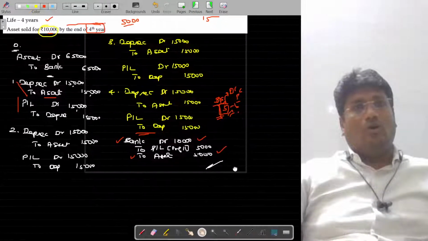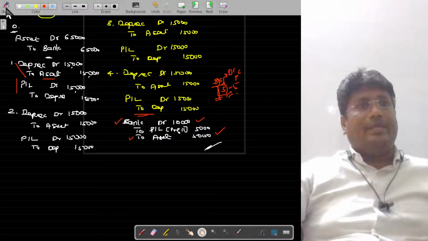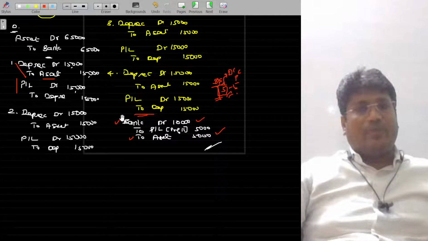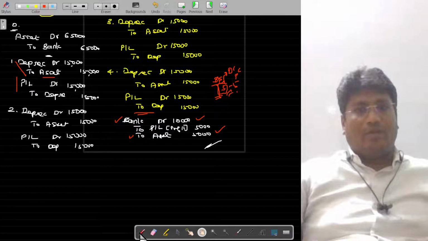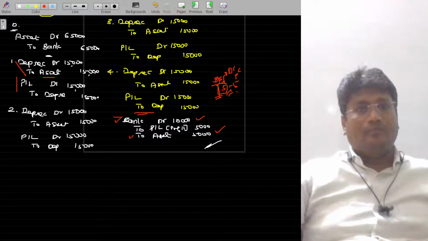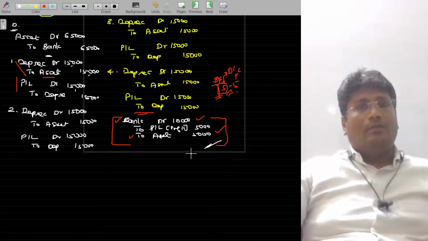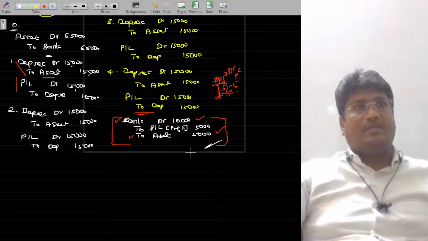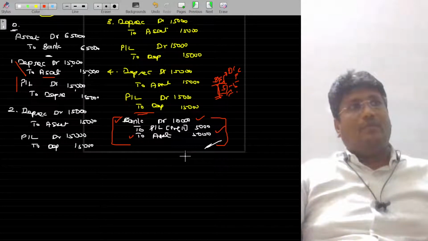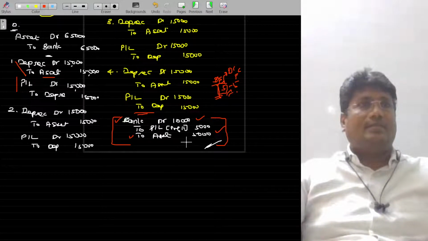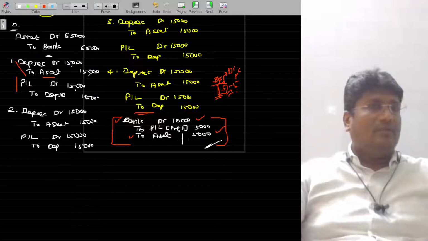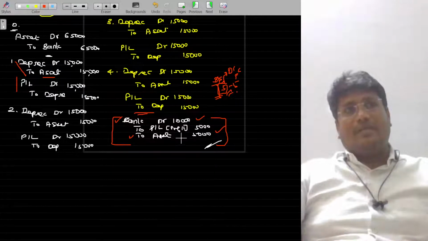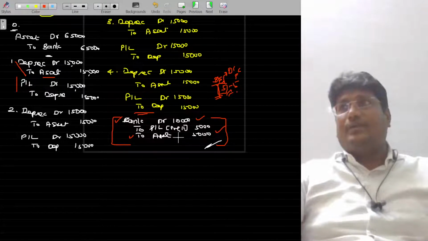Now sometimes this particular entry may be modified. We pass the entry through asset disposal account. We are supposed to dispose one of the assets, then that asset will be transferred to the new account called asset disposal account. Now understand, I am using the transfer entry.